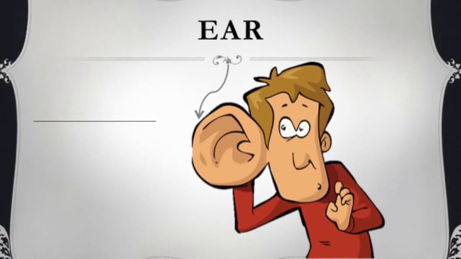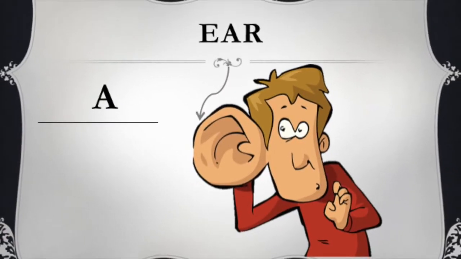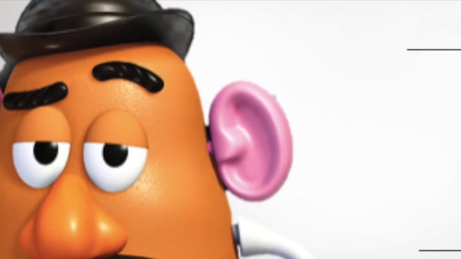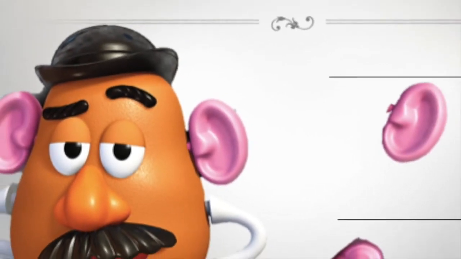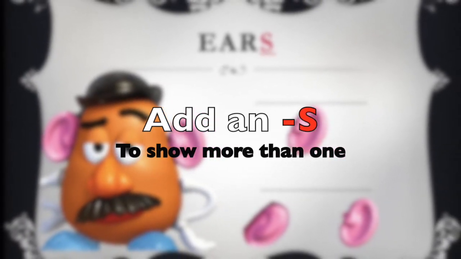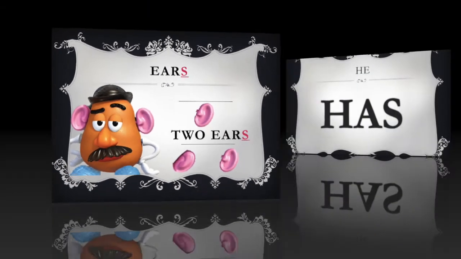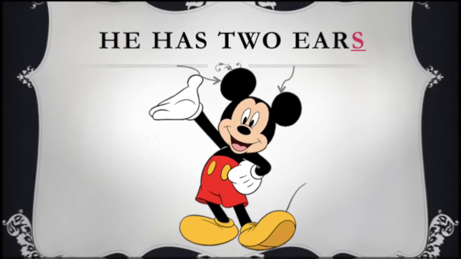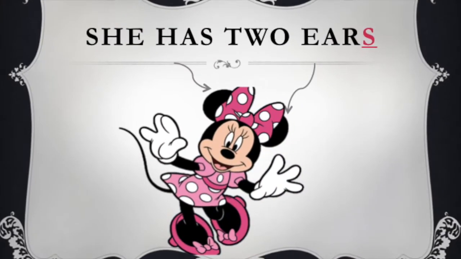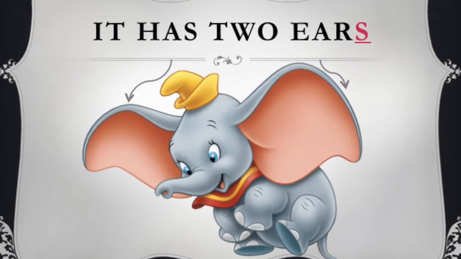Our next body part is ear. Ear is spelled E-A-R, and that spells ear. But we don't just have one ear, we have ears with an S, and we add an S to our nouns to show more than one. One ear, two ears. He has two ears. She has two ears. It has two ears.